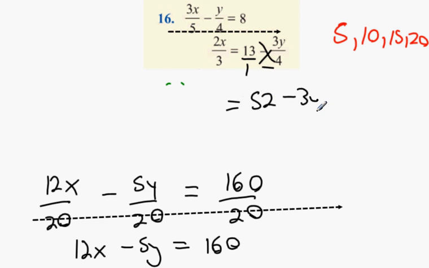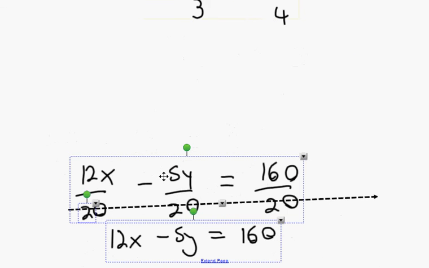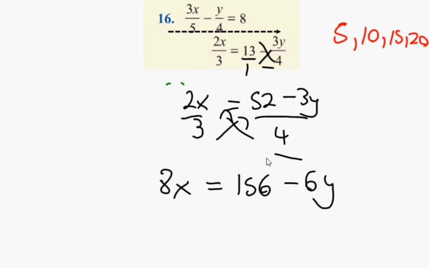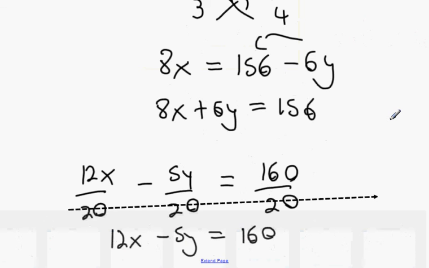2x over 3. What you do next then is you would cross multiply, and you're going to get 8x equals 3 times 52 is 156 minus 6y. Bring the 6y over to your side, you're going to get 8x plus 6y equals 156. What you're next going to do is you look at both your equations and you say, okay, I can divide this one by 2's. Yes, Lloyd?